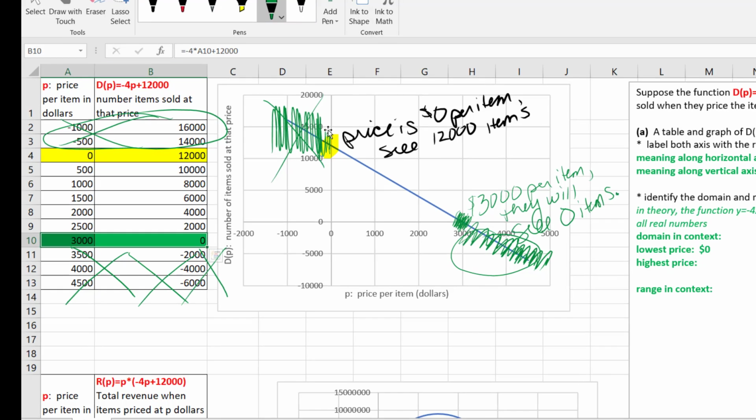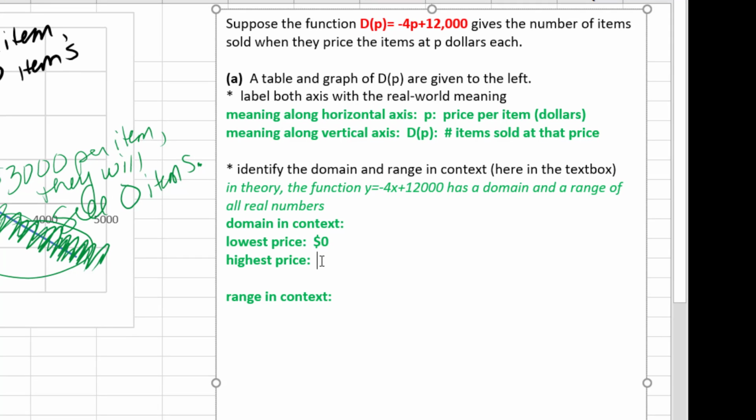So what we've learned is the lowest price they can charge is $0. The highest price they can charge is $3,000. So the domain in context is P values from 0 up to 3,000. It's inclusive: you can actually have P equals 0 and P equals 3,000, so I do use brackets. The domain is $0 up to $3,000.